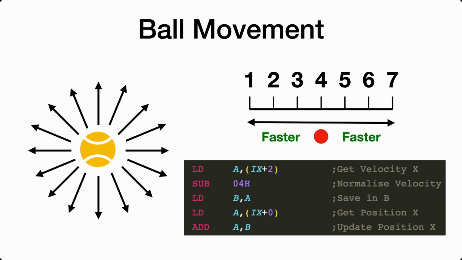So for instance, if I had the velocity as 2, I subtract 4 from it, that gives me FE, because it cycles around the 256 bytes. Adding FE to A would actually subtract 2 from A. So this works perfectly, and that moves the position.